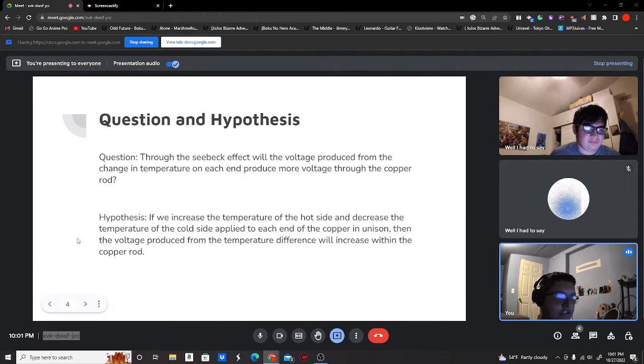So our question and our hypothesis. Our question is, through the Seebeck effect, will the voltage produced from the change in temperature on each end produce more voltage through the copper rod? Our hypothesis is that if we increase the temperature of the hot side and decrease the temperature of the cold side applied to each end of the copper rod in unison, then the voltage produced from the temperature difference will increase within the copper rod. So through the Seebeck effect, we think that there will be an increase in the voltage if the temperature is increased on one side and decreased on the other side of the copper rod at the same time.